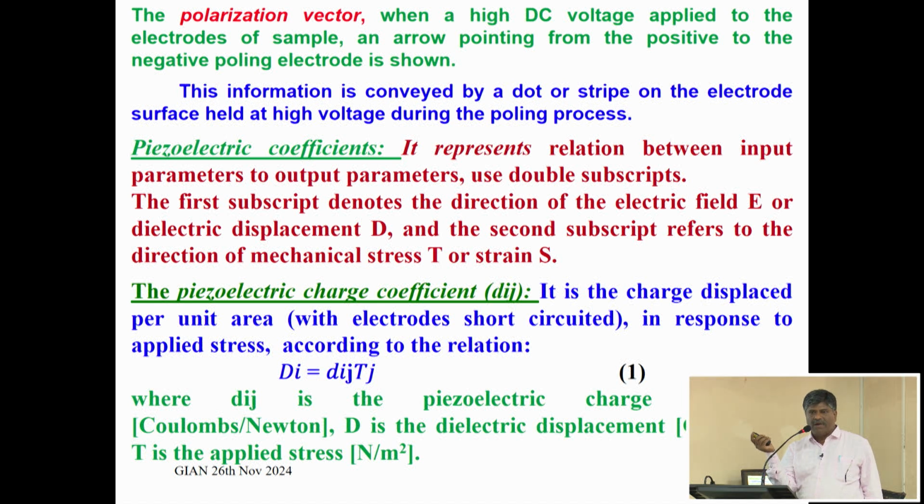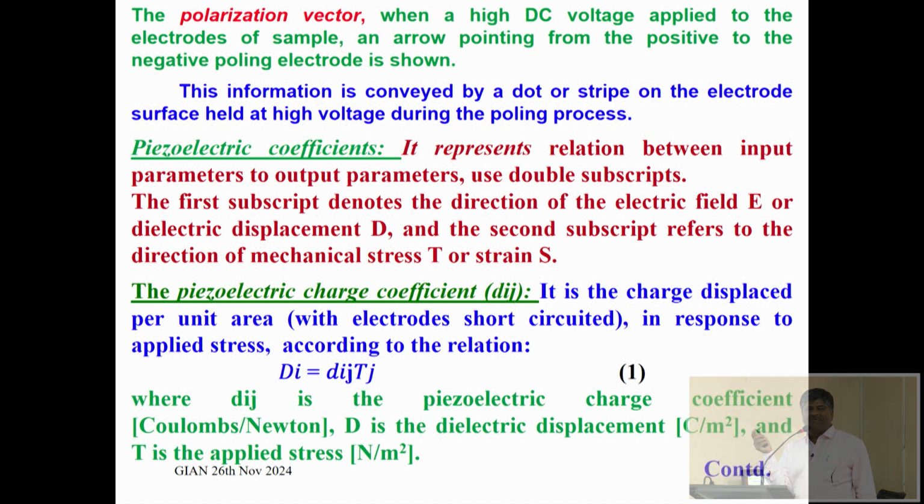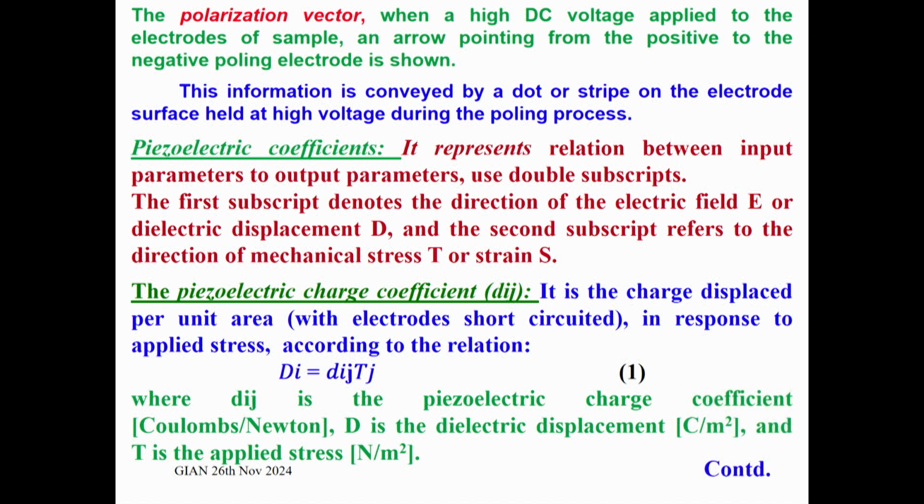If you refer to research papers related to this, you will observe terms like D33, D31, G33, G31. So, what are these? First of all, the polarization vector: when a high DC voltage is applied to the electrodes of the sample, the arrow points from positive to negative. These kinds of samples are commercially available as well. These piezoelectric materials are poled, because in order to get optimum performance you need to pole them. So, poled piezoelectric samples are available.